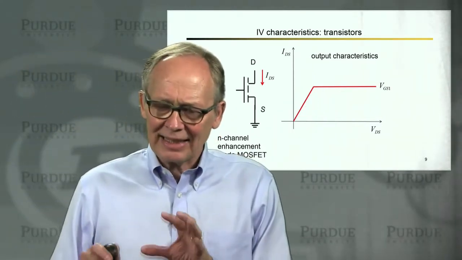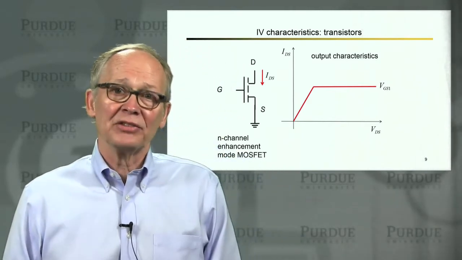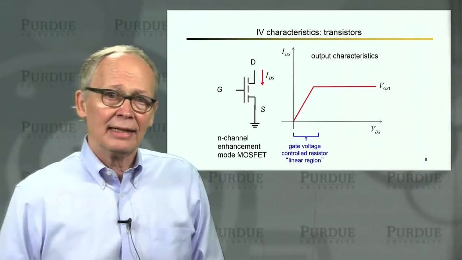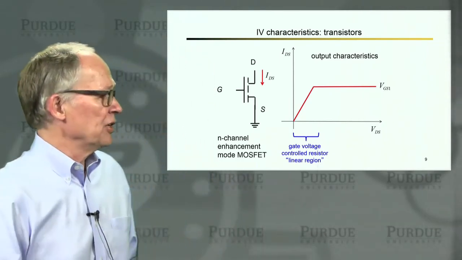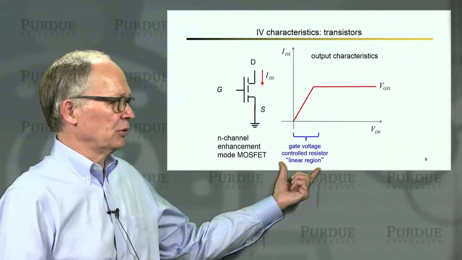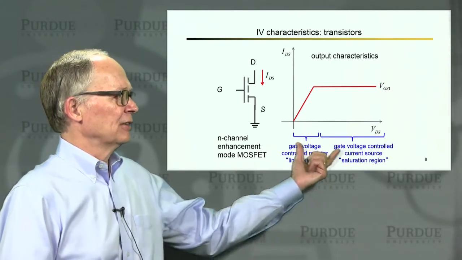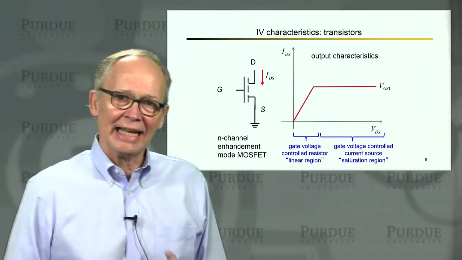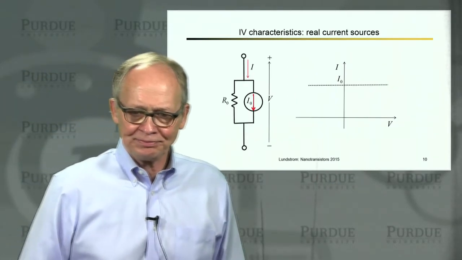So that's the basic output characteristic of a transistor, of all transistors, that we're going to be trying to explain in this course. Two different regions. There's a region we call the linear region, where the device operates as a gate voltage controlled resistor. And there's a saturation region, where the current saturates and the device operates as a gate voltage dependent current source.